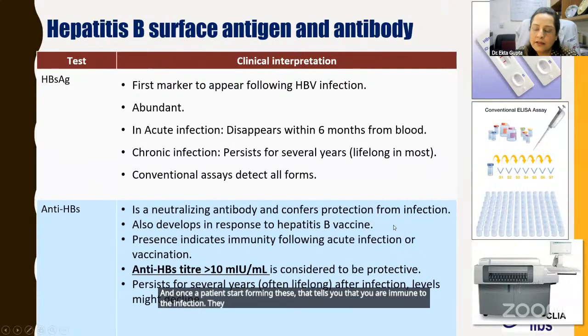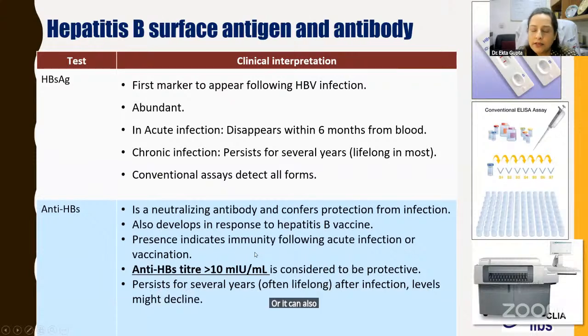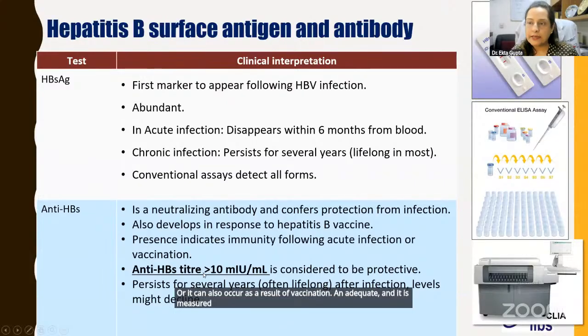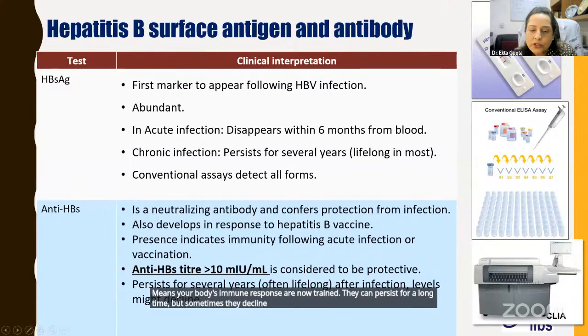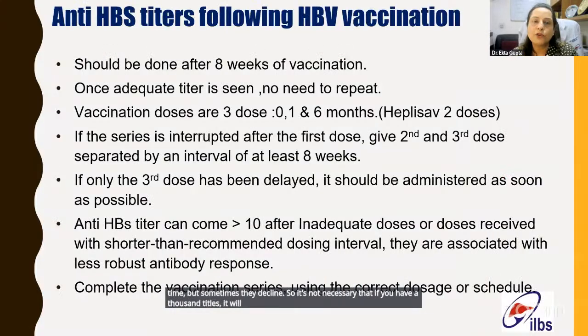They can occur as a result of exposure to the virus, or it can also occur as a result of vaccination. And adequate immunity is measured in the form of titer, more than 10, and the titer's unit is milli international units, is considered to be protective. Means your body's immune responses are now trained. They can persist for a long time, but sometimes they decline. So it's not necessary that if you have 1,000 titer, it will remain like this for many, many years.